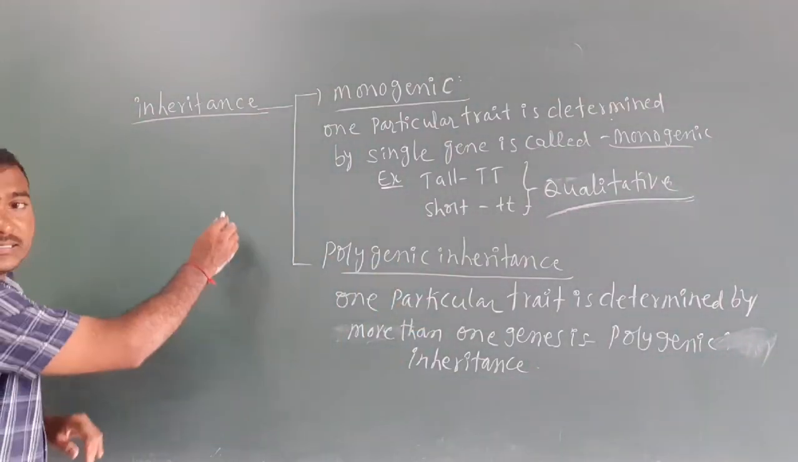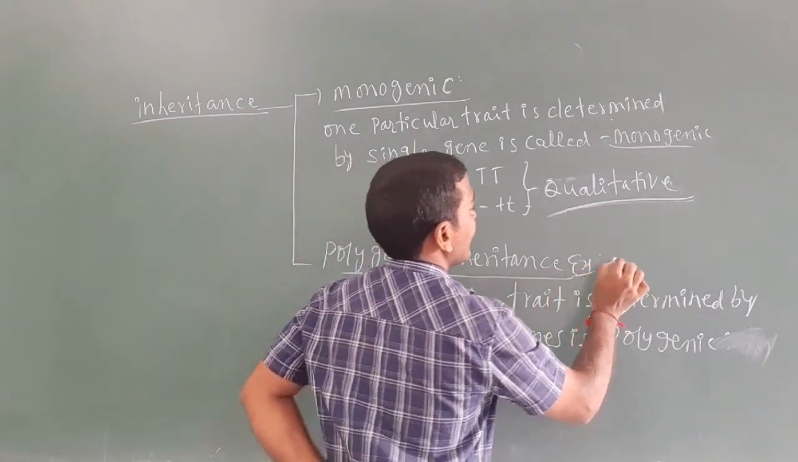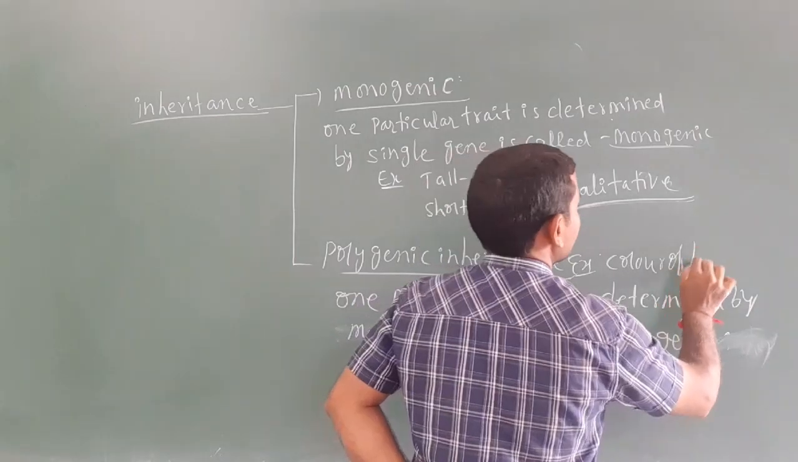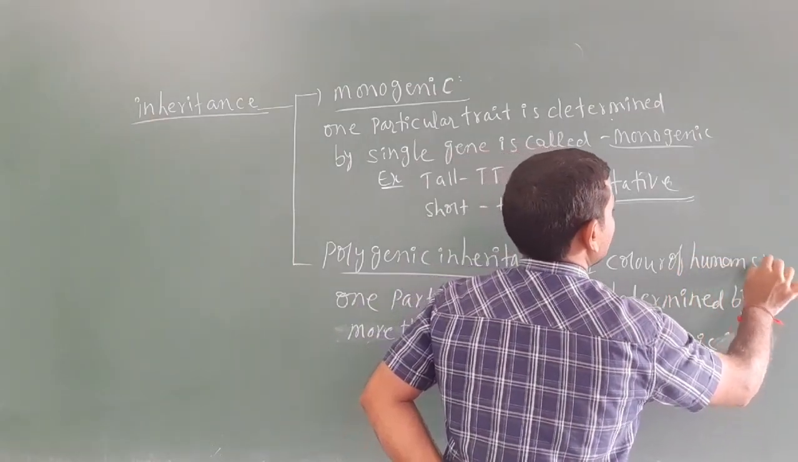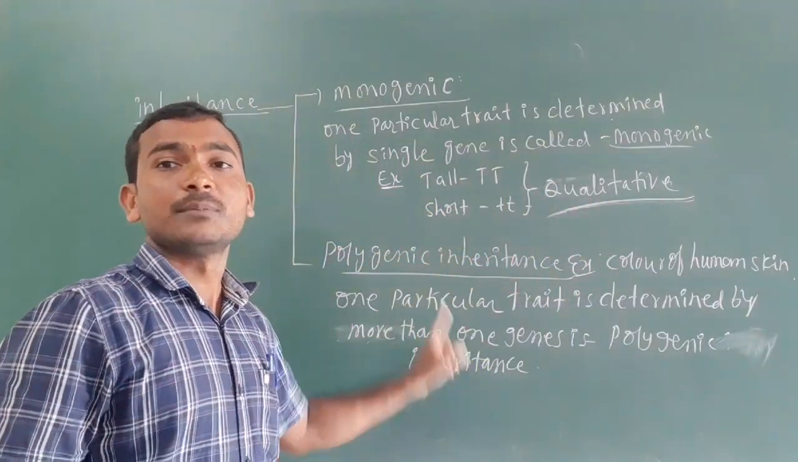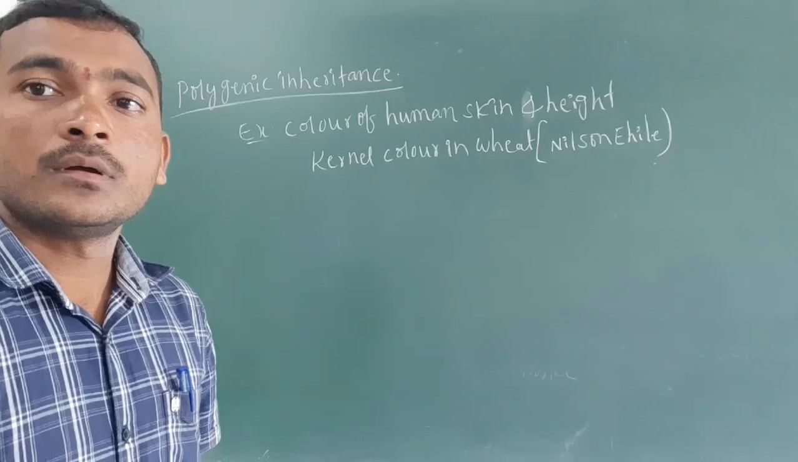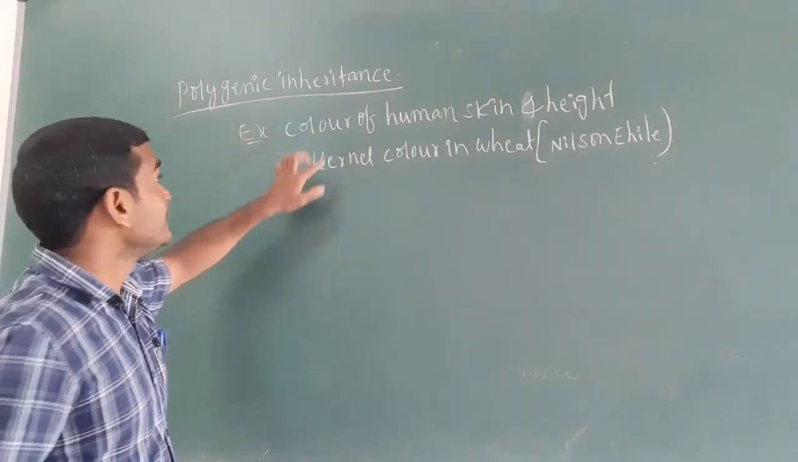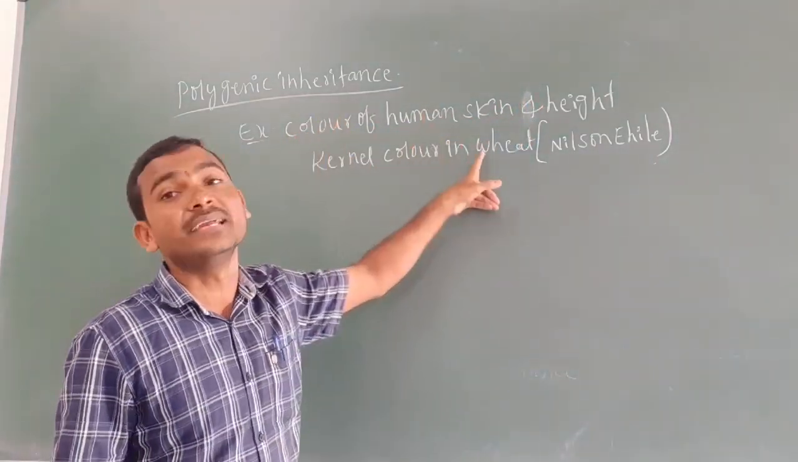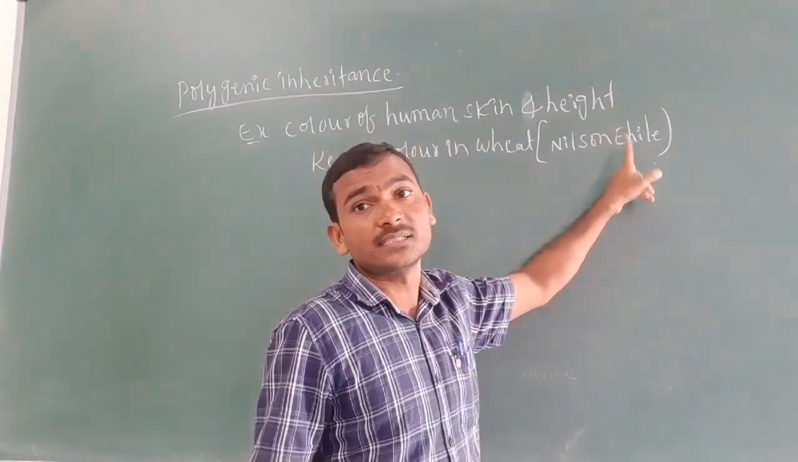Now, examples of polygenic inheritance: the color of human skin. Another example we will discuss: the color of human skin and height. Next, the kernel color in wheat. This character was first introduced by Nilsson-Ehle. It is very important.